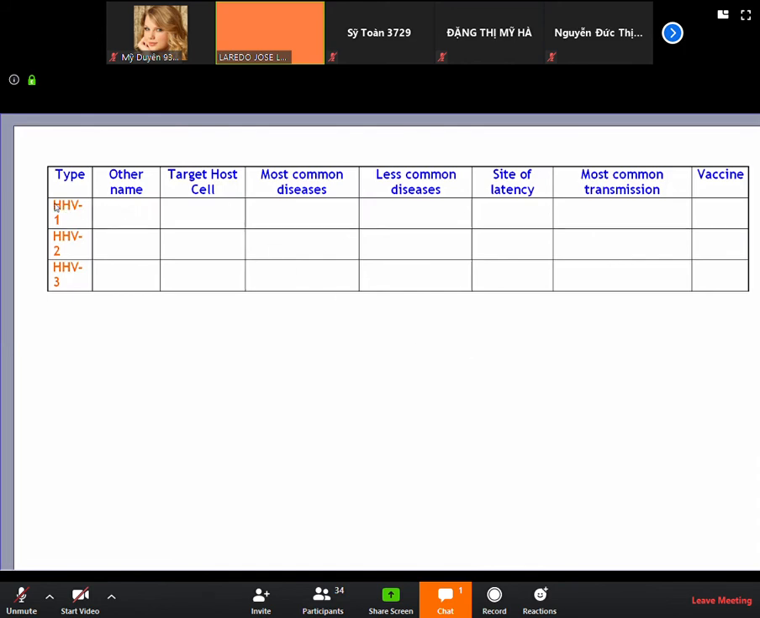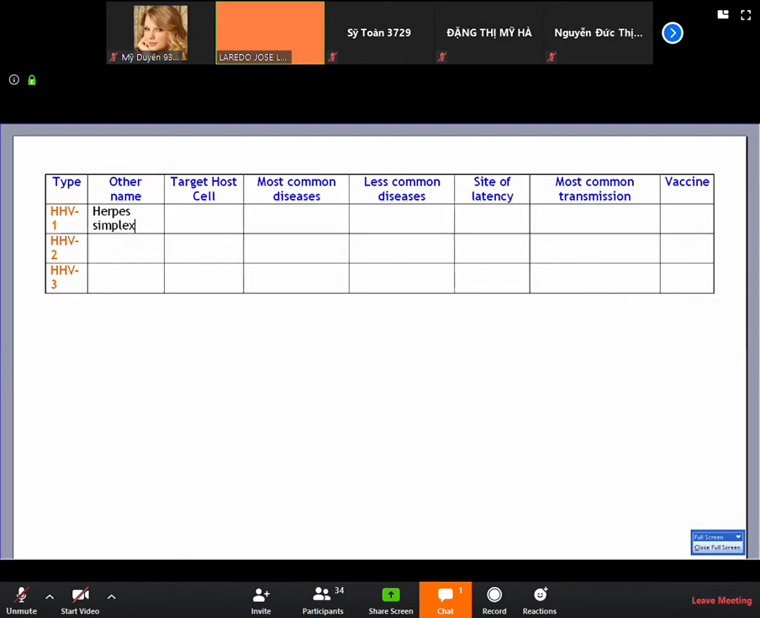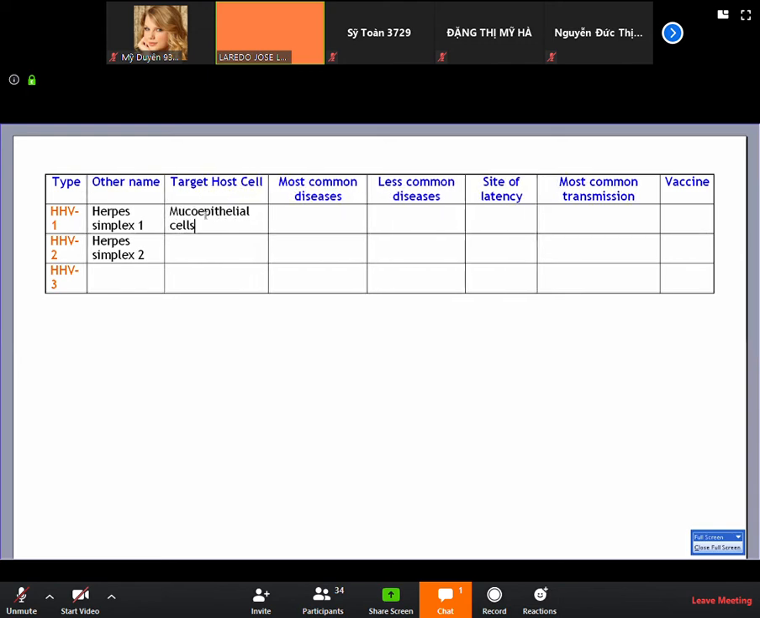We study herpes simplex, human herpes virus type 1 and type 2. Their common name is herpes simplex. Both type 1 and type 2 are called herpes simplex. Herpes simplex 1, herpes simplex 2. The host cell where they replicate, so the target host cell, are mucoepithelial cells, for both.